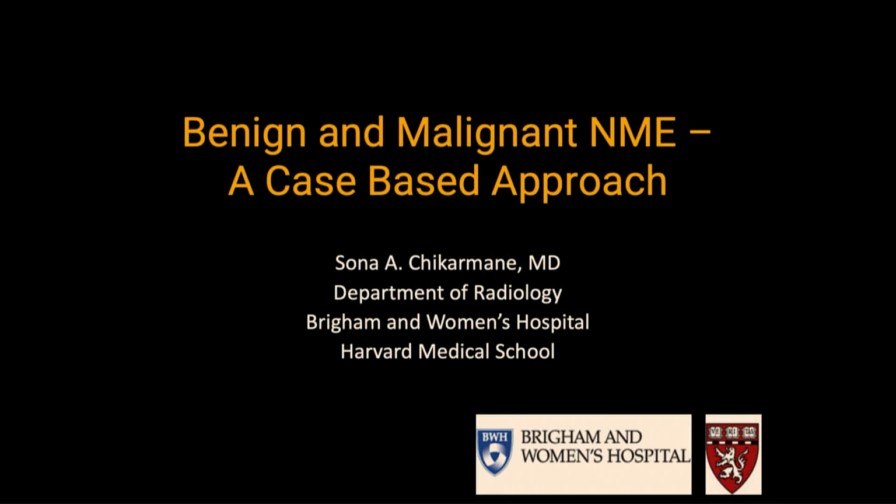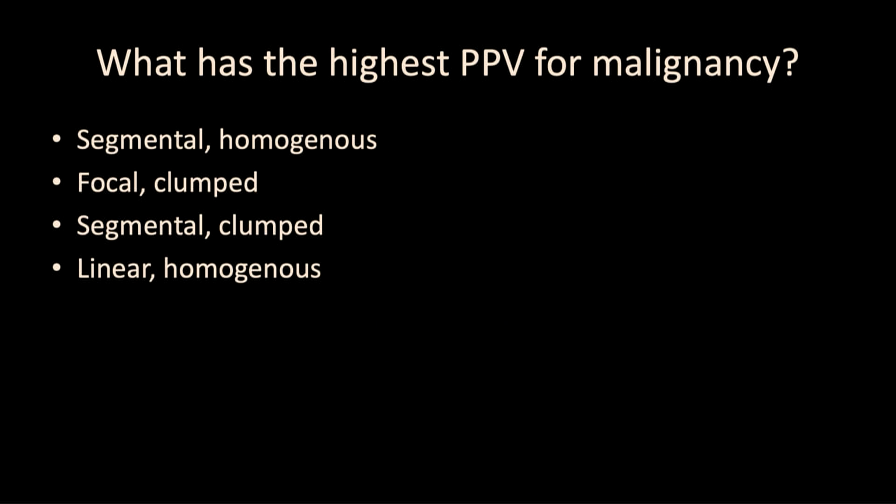I'm going to be talking about benign and malignant non-mass enhancement, a case-based approach. This is going to segue nicely from Dr. Zhou's lecture. We've talked about this, but what has the highest positive predictive value for malignancy? Segmental homogeneous, focal clumped, segmental clumped, or linear homogeneous. You can just think about this question and we'll answer it at the end of the session.